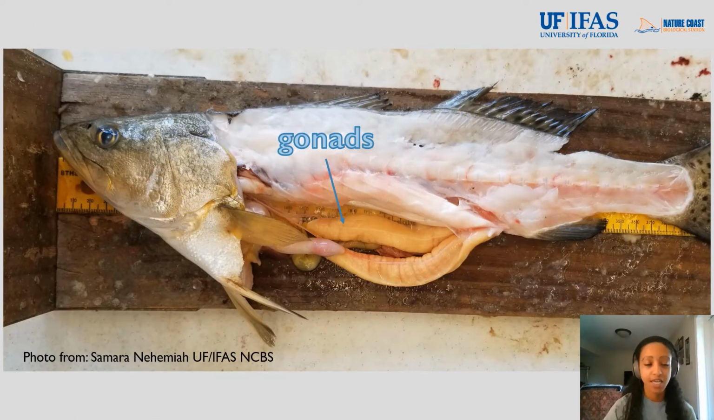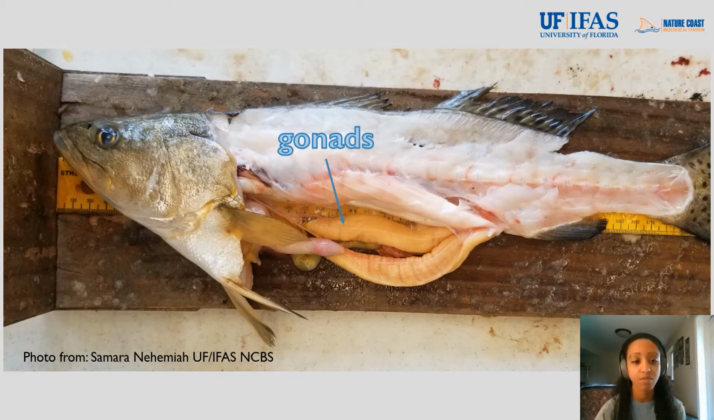So this is a spotted sea trout that was collected for my research, for my thesis. And something that a lot of biologists are interested in is the sex of a fish. We tell the sex of a fish through an organ called the gonad. In a female fish, they'll have ovaries, and in a male fish, they'll have testes. And it's important to know the sex of a fish so we can understand the population makeup of whatever fish species we're studying.